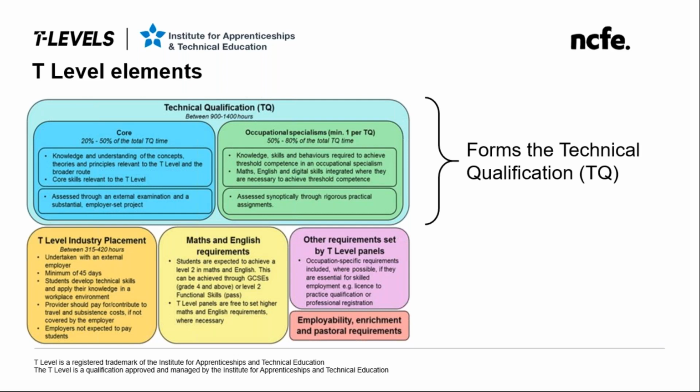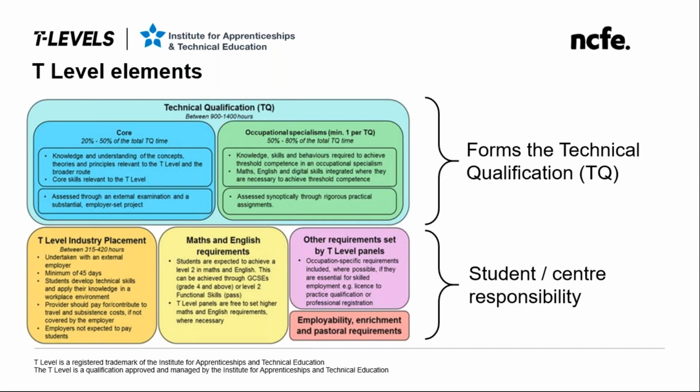The subject content is set by T-level panels and approved and managed by the Institute for Apprenticeships and Technical Education. The purpose of the Level 3 technical qualification is to ensure that students have the knowledge and skills needed to progress into skilled employment or higher level technical training relevant to that T-level. For the full T-level programme, the components shown along the bottom of the screen identify the additional competencies and requirements. It will be the responsibility of the centre and or the student to ensure that these requirements are met.